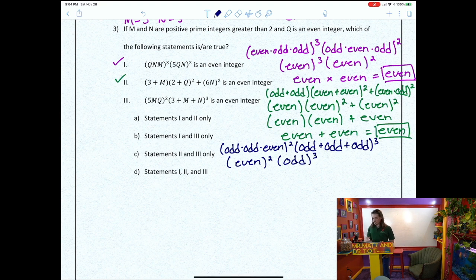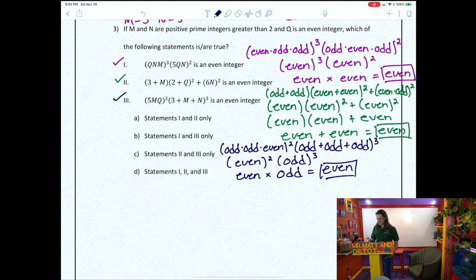An even squared, or an even times an even, will be even. An odd cubed, that's going to be an odd times an odd times an odd. So an odd times an odd times an odd will be odd. An even times an odd will be even. So statement 3 is also true, so our answer here is going to be D, statements 1, 2, and 3.